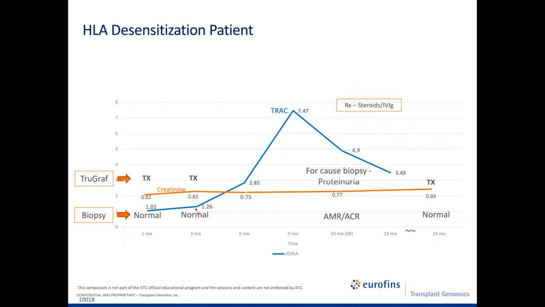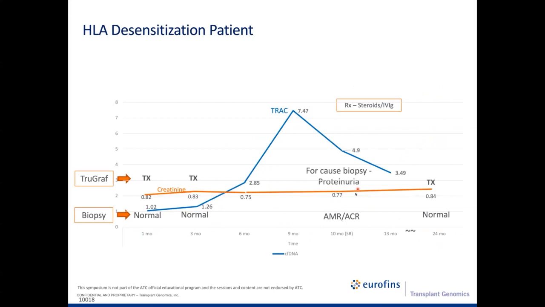At 3 months, the patient has their standard 3-month biopsy. Again, it's normal. The TruGraf assay is TX, and the cell-free DNA now is slightly higher. The patient, again, is monitored with their renal function, 6 months, 9 months doing well. At 10 months, still stable function, but now they develop proteinuria, and a for-cause biopsy is done at that time, showing subclinical, because the kidney function is stable and normal, subclinical antibody and cellular rejection.